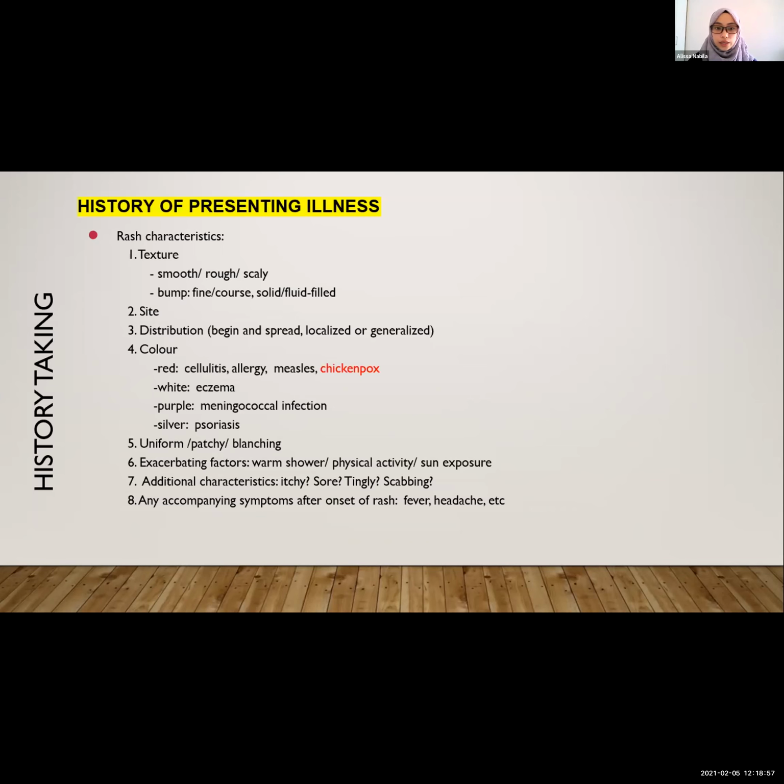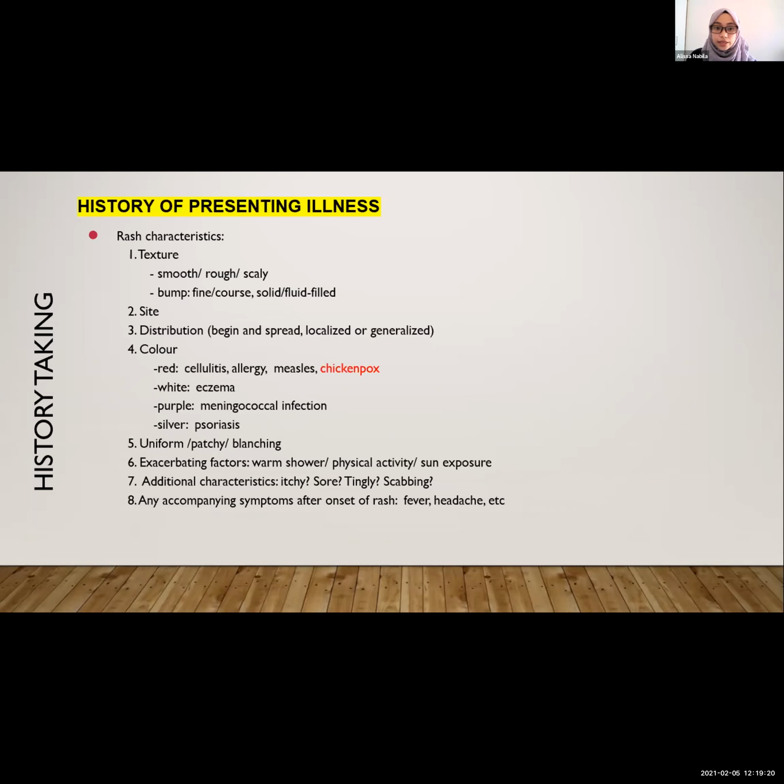Then we identify the exacerbating factors of the rash. Is it exacerbated by a warm shower, physical activity, or sun exposure, like an SLE rash? Then any other additional characteristics: is it associated with itchiness, soreness, tingling, or scabbing? Chickenpox is usually associated with itchiness and scabbing, but shingles is associated with a tingling sensation and scabbing.